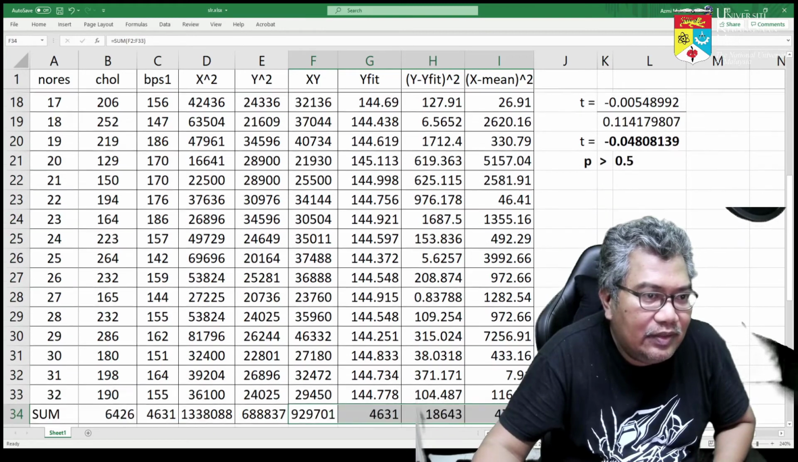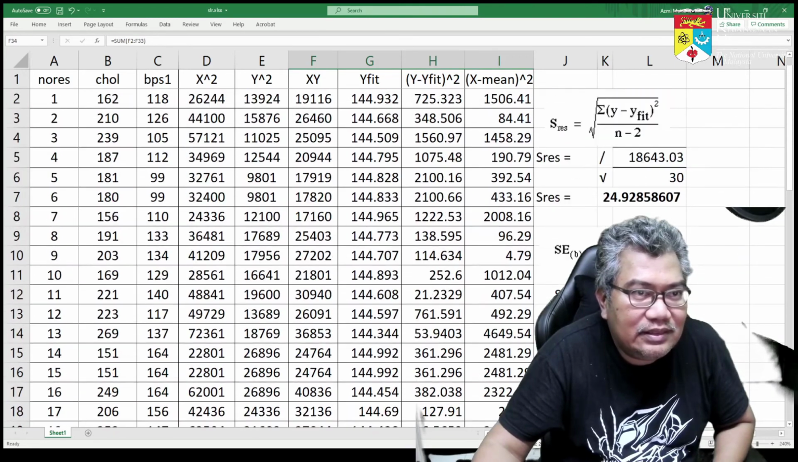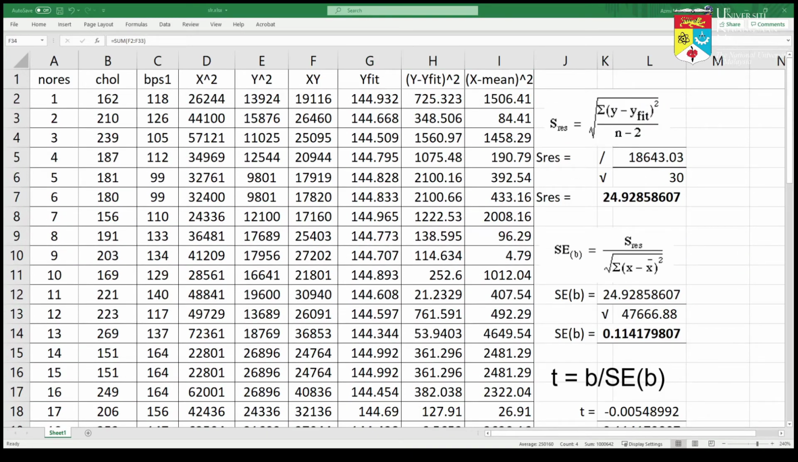So from there, you can calculate the rest. So you can see to get the standard deviation of the residuals, you need to get the value of y minus y fit, divided by n minus 2. So here there's the value 80,643 divided by 30. You get the standard deviation of the residuals, which is 24.92.